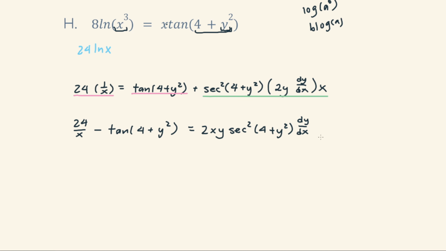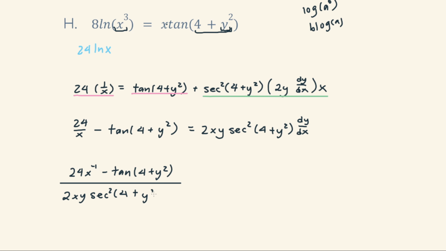over dx, right? And now I'm just going to divide both sides by this bit over here. So once again, I don't really like having fractions on top of fractions, so I'll write this as 24x to the minus 1. Yeah, and then here I have tan 4 plus y squared, and that's all divided by 2xy secant squared 4 plus y squared, and that's going to be equal to dy over dx. All right.